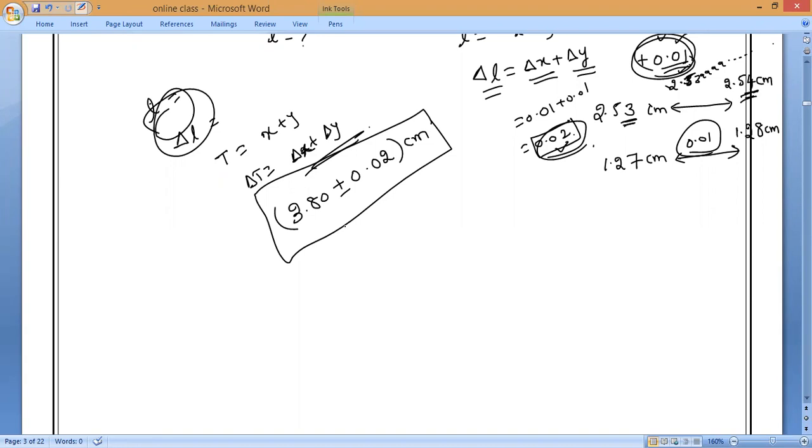Clear? Right, next question. In a simple pendulum experiment, question number 4.